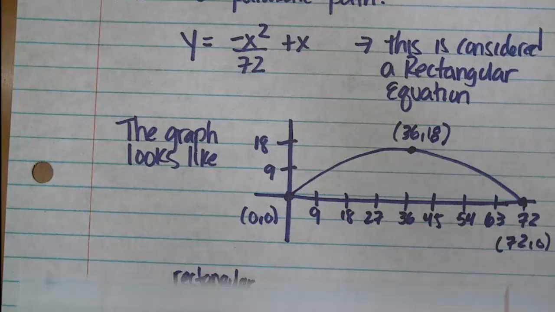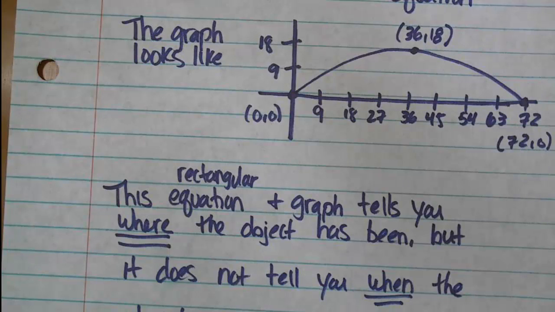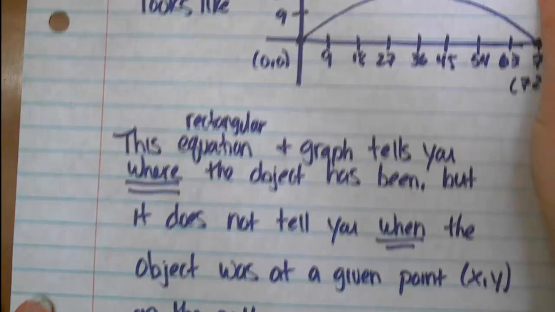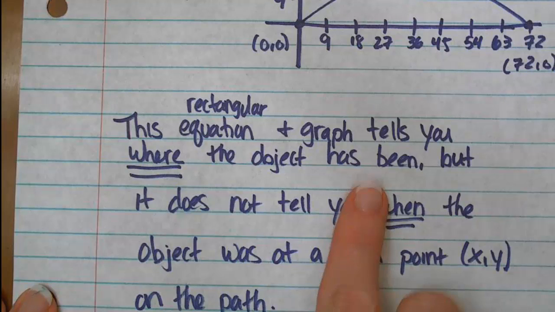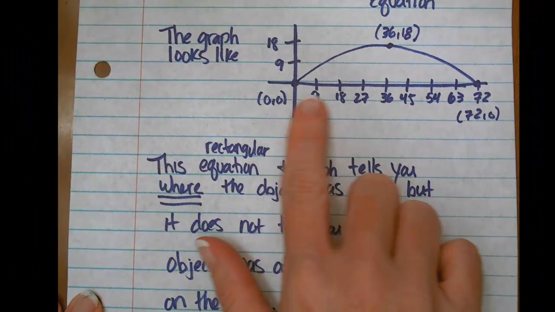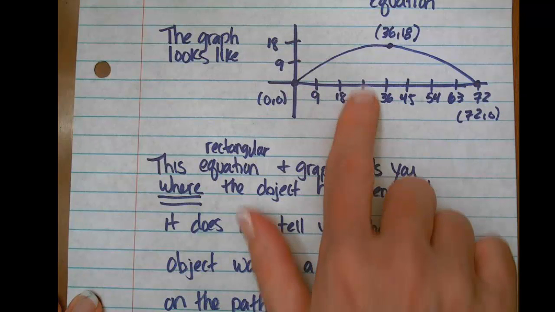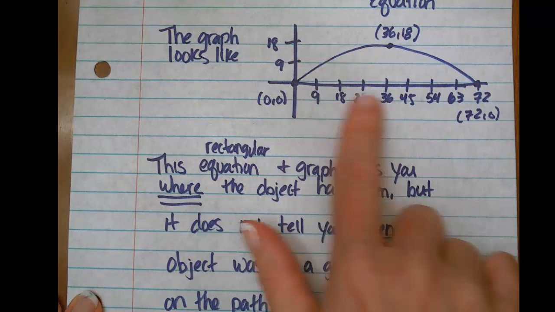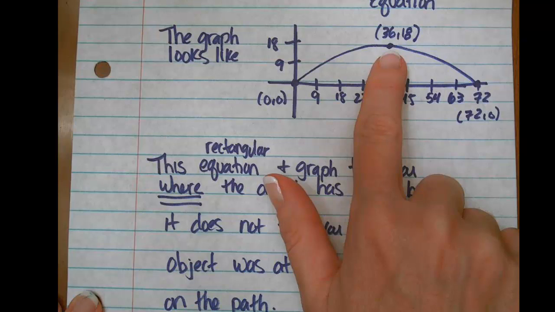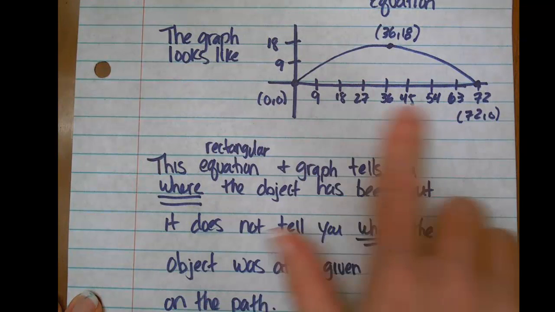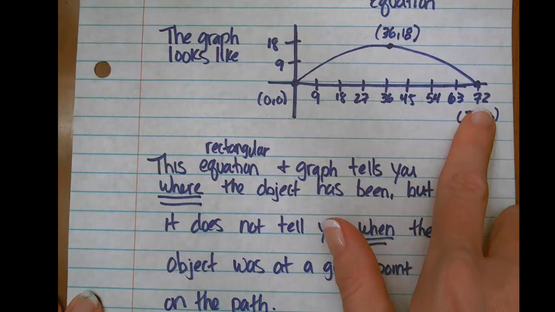That's nothing special. But what that rectangular equation and graph tells you is where the object has been. It can tell you that after it's gone 18 feet, it's been this height. After it's gone 27 feet, it's been this height. After it's traveled 36 feet, it was at a height of 18. After it traveled a distance of 72 feet, it was back on the ground.